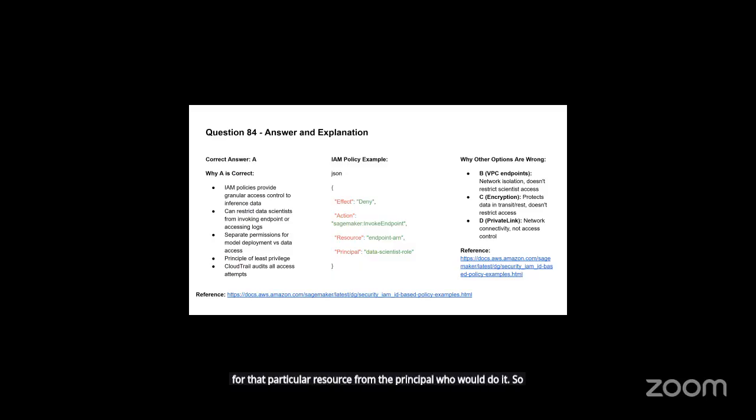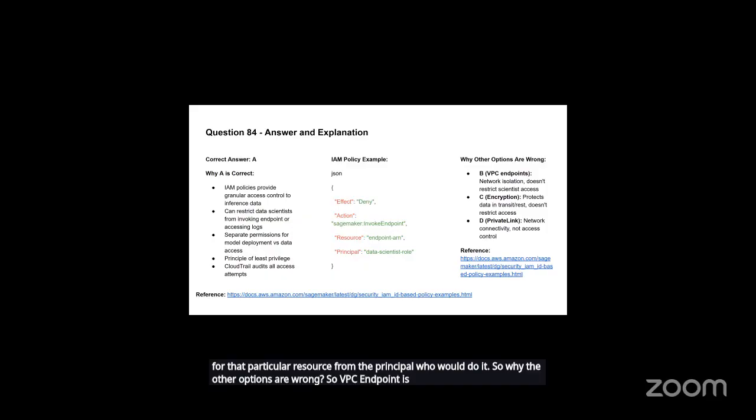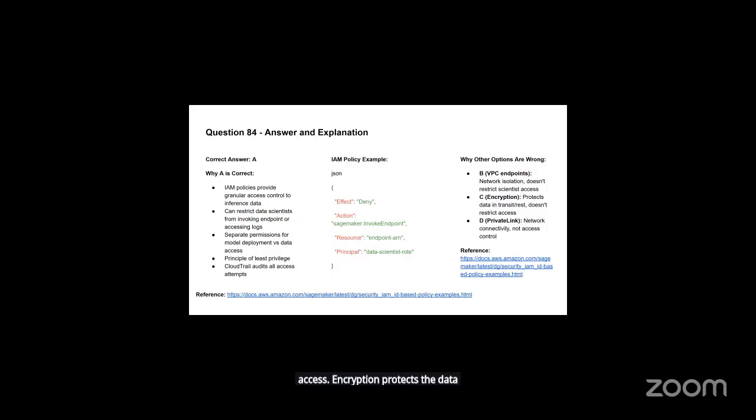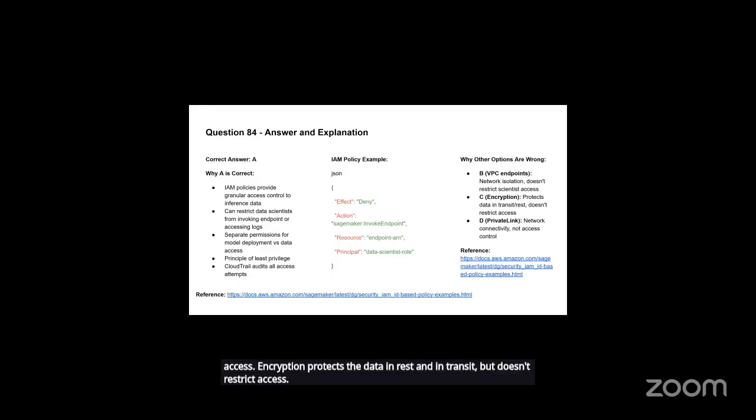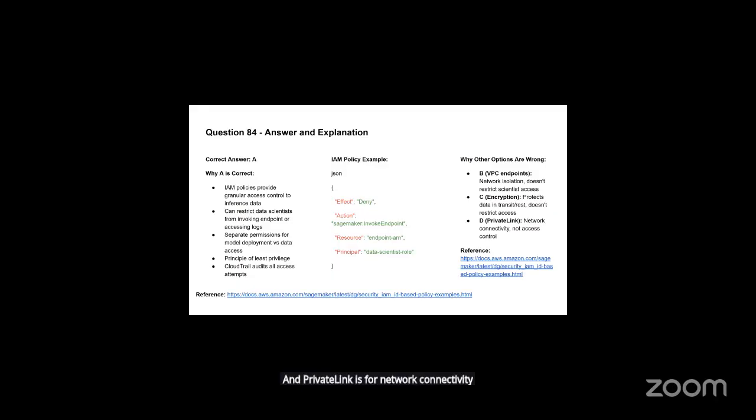So why are the other options wrong? The VPC endpoint is network isolation. It doesn't restrict access. Encryption protects the data at rest and in transit, but doesn't restrict access. And PrivateLink is for network connectivity, not access control.